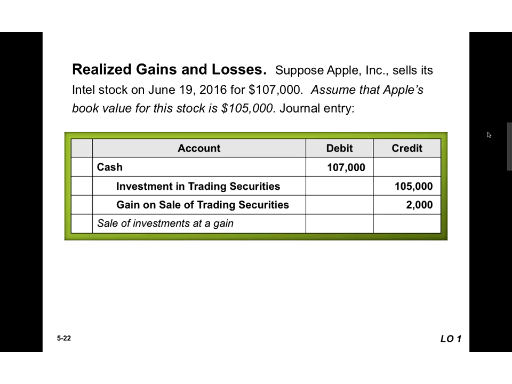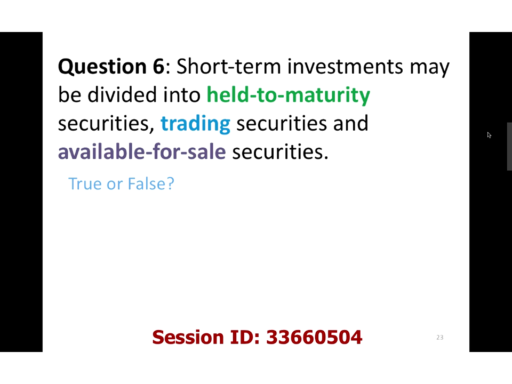Okay, now, remember a couple of minutes ago when I said, here are the 3 categories, and you're going to need them? So that's where we're going next. Short-term investments can be divided into, and they're in a different order here, held to maturity securities, trading securities, and available for sale securities. Is that true or false? Even if they're listed in a different order, that's okay. Are those the 3 categories of securities?